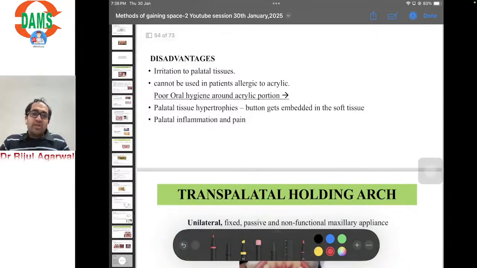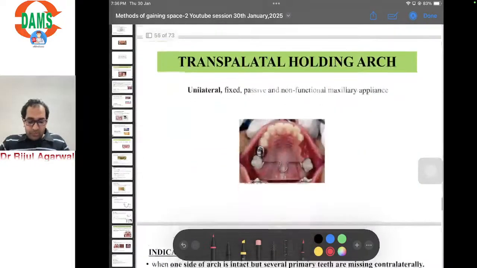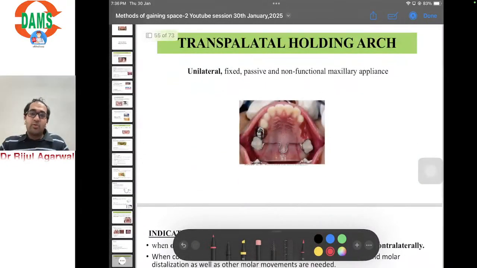Next is palatal tissue hypertrophy. The button can get embedded in the soft tissue, likewise in the lingual arch as well, and palatal inflammation and pain can occur. Next is the transpalatal holding arch.